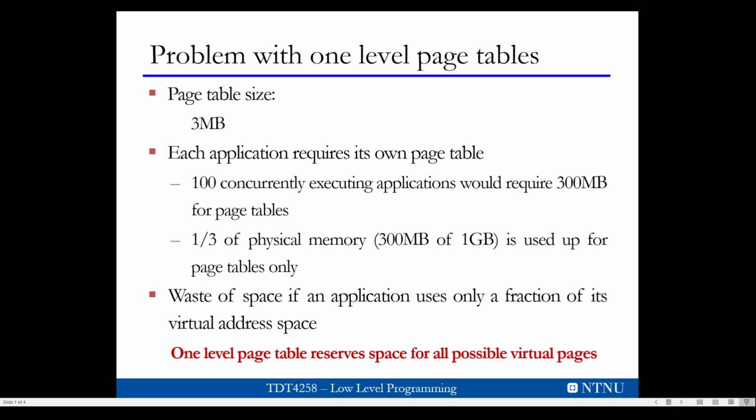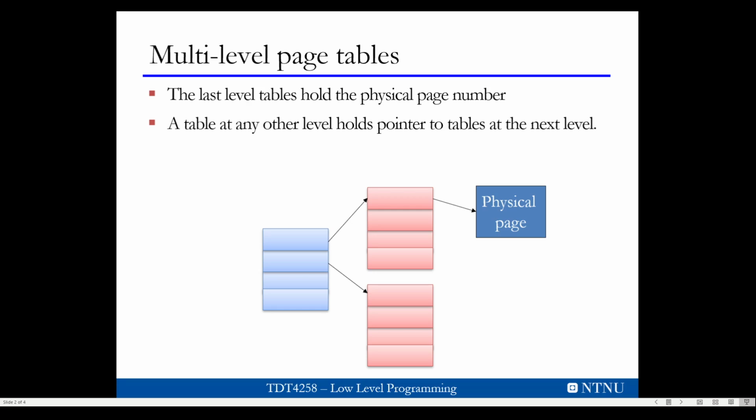So let's see what we can do about it. Well, we can go to multi-level page tables. A multi-level page table is one where you have multiple levels of page tables. Here we see 2 levels. The last level really holds the pointer to the pages, so it's the last level that tells what exactly the physical page number is. The other levels point to just their immediately next level. In this case, the first level is pointing to the tables in the second level, and the second-level tables are really telling us what exactly the page number is.